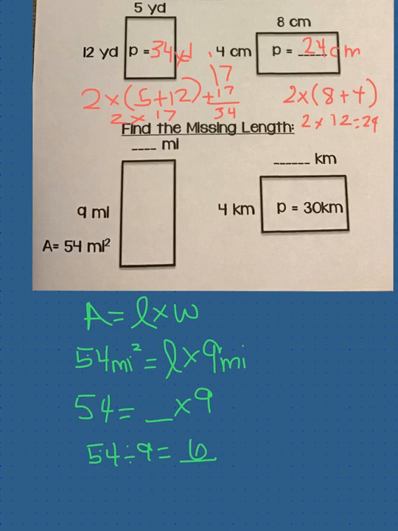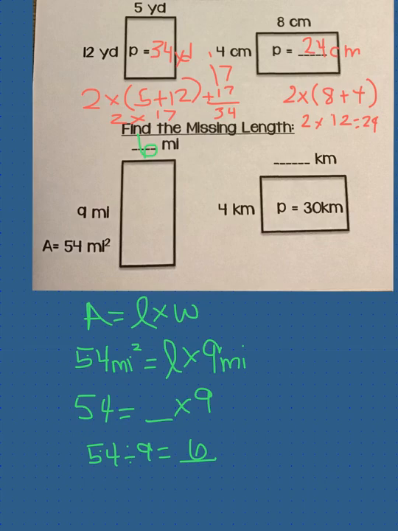I can use my multiplication chart. I could do whatever I needed to find what times 9 equals 54. 54 divided by 9 equals 6. So up here, for my length, I now know that my length has to equal 6. All right? So I'm going to write 6, and I already have my unit, so I don't have to worry about that. But I had to use that formula, that rule that I knew, okay?